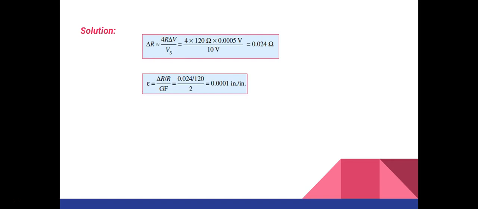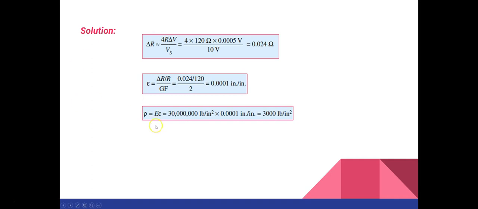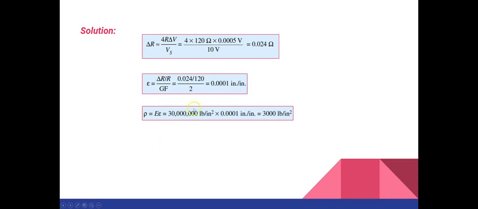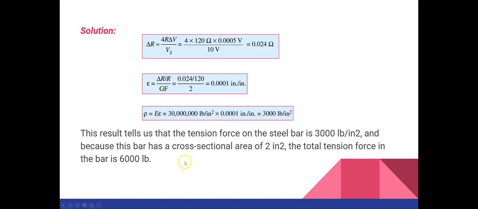Now next, which we have to calculate is the stress. So the stress can be calculated by multiplying the Young's modulus with the strain. The Young's modulus for the steel we have seen in the table here. This is the Young's modulus given for the steel, 30 times 10 raised to power 6. So we will put that value here and then multiply with the strain, and then we will get this value. Now this value which you see here is just for 1 square inch, and we have to calculate it for a cross-sectional area of 2 square inch. So what we are going to do, we are going to multiply 2 with this, and then we will get the final result.